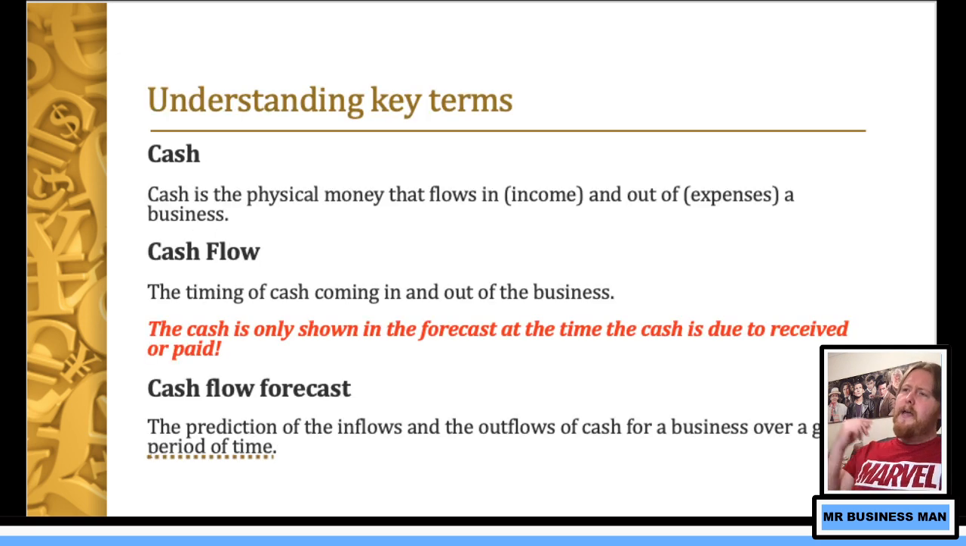So first of all, cash. Now, I keep going on about cash. Cash is the physical money that flows in and out of a business. So it's income and expenditure. Remember, expenditure, it's got the word spend in it. Expenditure, so you can remember it really easily. Okay? Now, cash flow is the timing of cash coming in and out of the business.